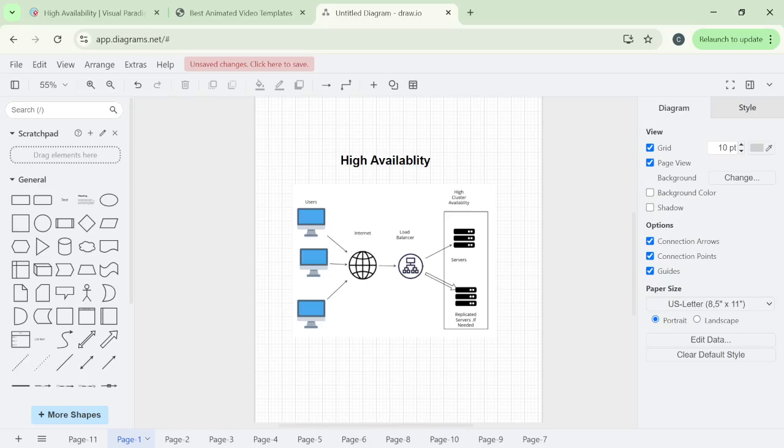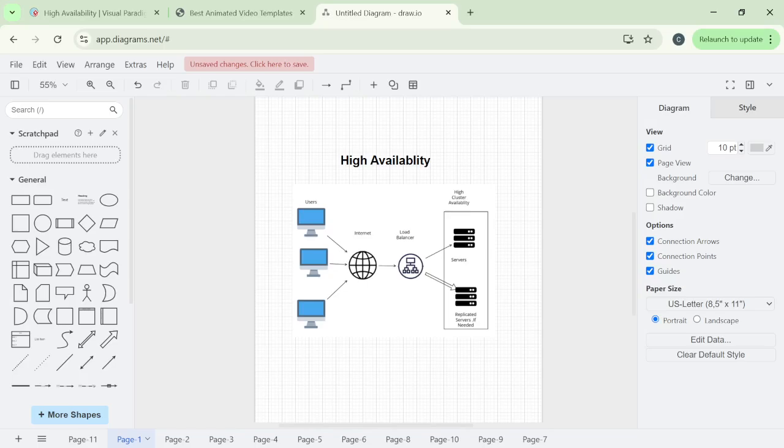HA is especially critical for mission critical applications like banking platforms, e-commerce websites, healthcare systems, or emergency response apps. These can't afford downtime, not even for a minute. Think of high availability as an airplane with multiple engines. Even if one engine fails mid-flight, the plane keeps going. That's the mindset we want for any system users are depending on.